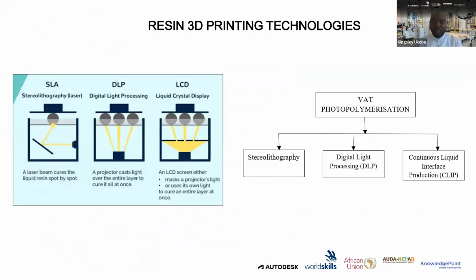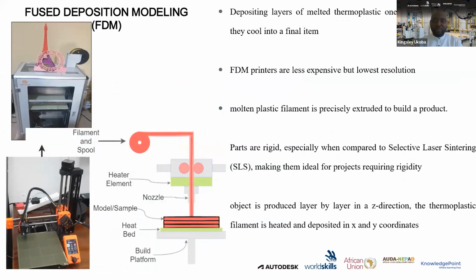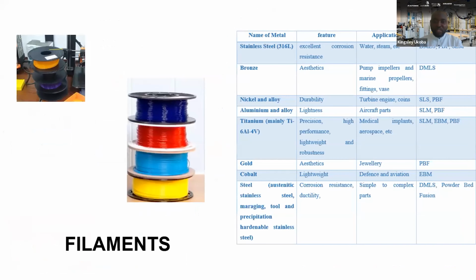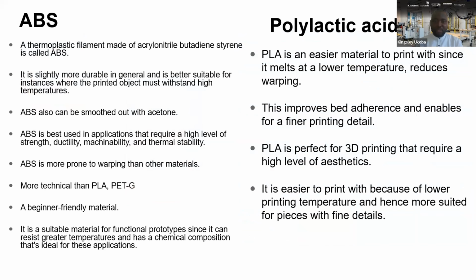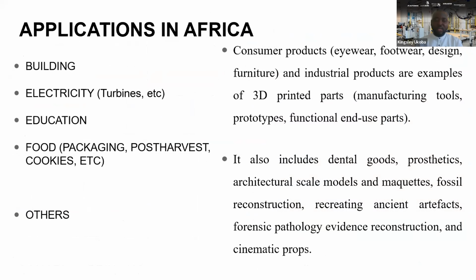So these are just some of the differences between the different types of printers. These are also differences in some of the filaments, the difference between ABS and polylactic acid, and then for the cementals. Then now, I decided to skip to this portion, application in Africa.